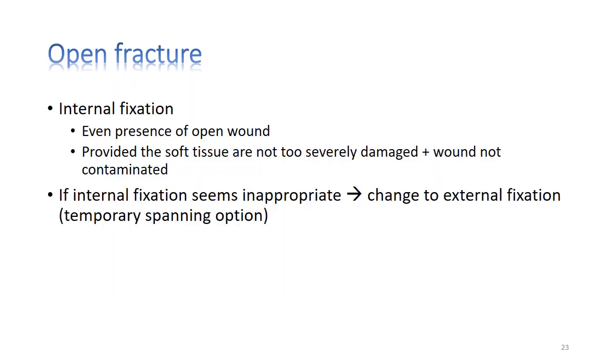Open wounds need to be stabilized by internal fixation, even in the presence of an open wound, provided the soft tissues are not too severely damaged and the wound is not contaminated. Check for extension of the damage to the soft tissue and also other structures, particularly neurovascular and tendinous injuries. If internal fixation is inappropriate, external fixation can be used as a temporary standing option.